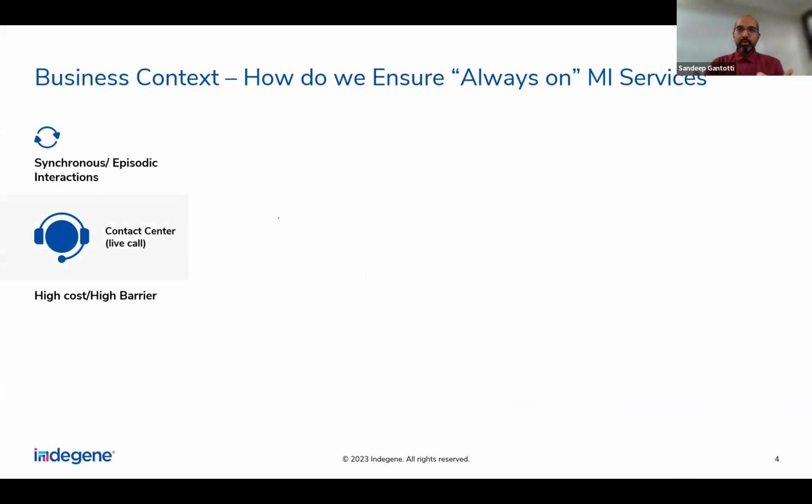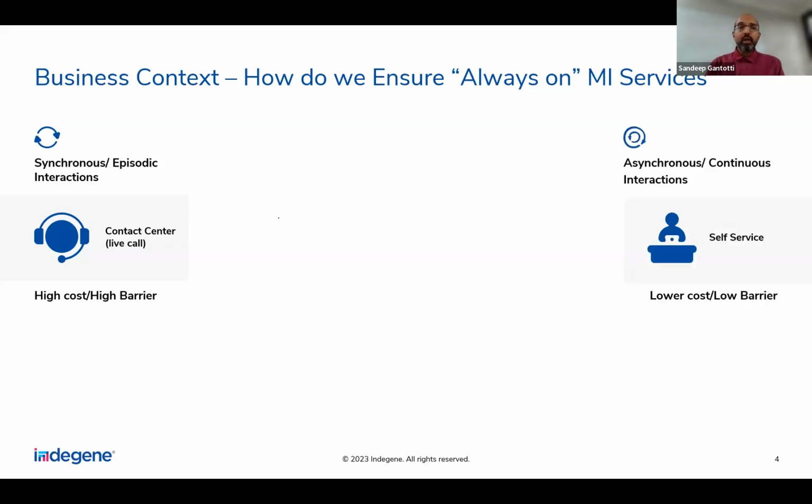If we think about the medical information fulfillment pathway, we have synchronous or episodic interactions. We call them synchronous because it involves having a requester and a contact center specialist being available at the same time, synchronized in terms of time. And these interactions will be episodic, obviously. We consider them to be high cost, high barrier because our qualified medical information specialists are higher cost resources. And the barrier being that you have to be available both at the same time in order to have that exchange of information.